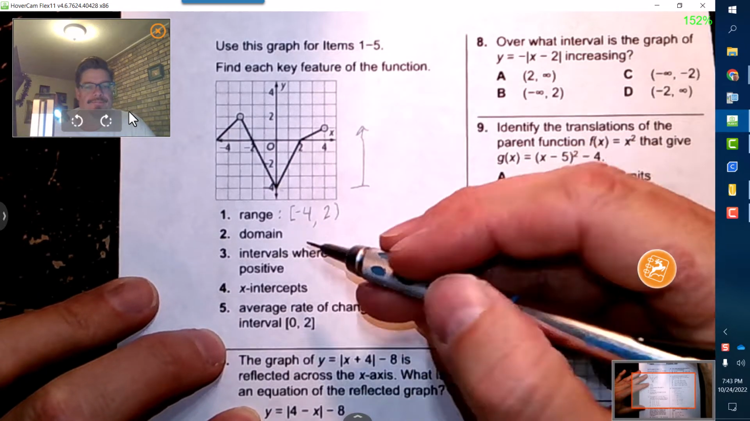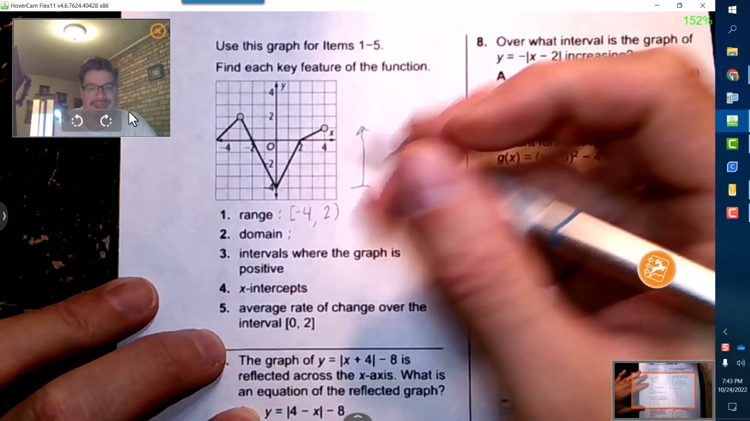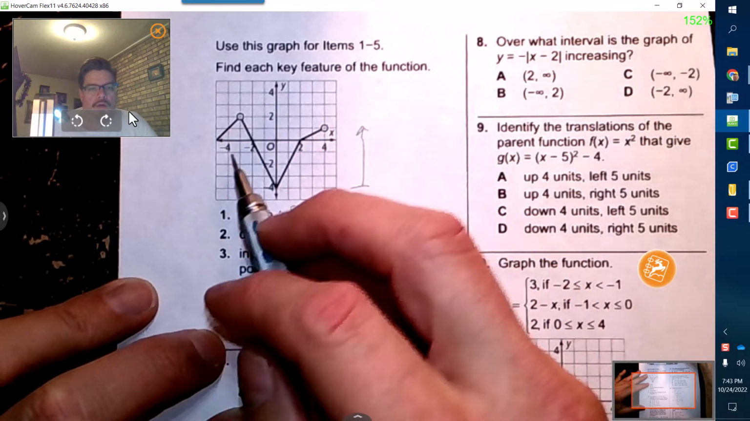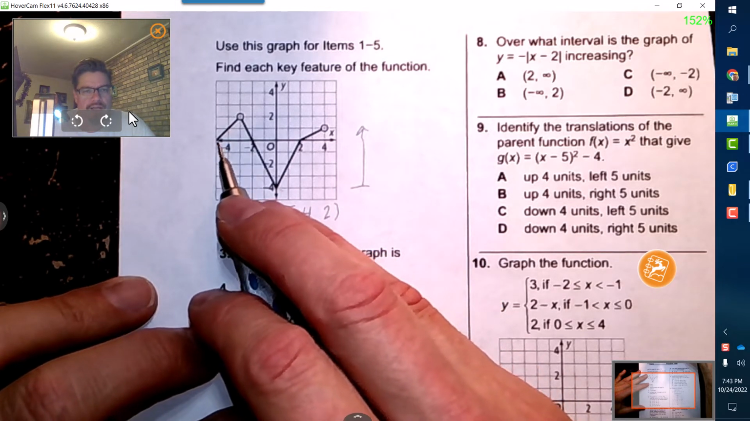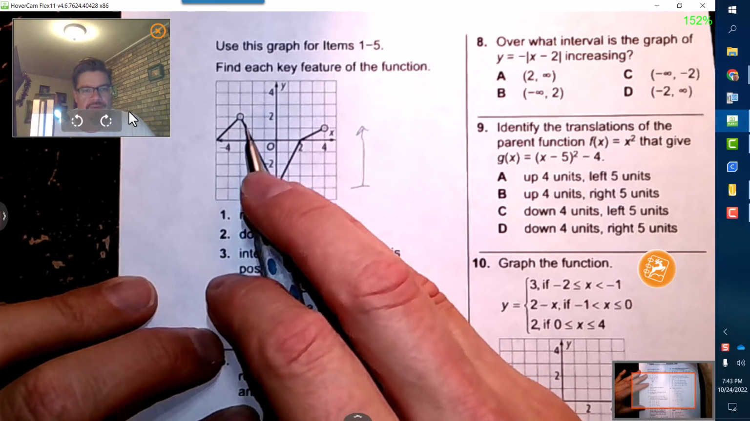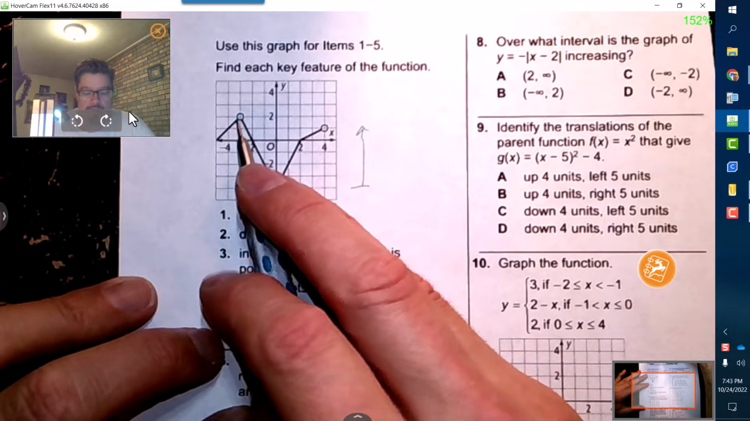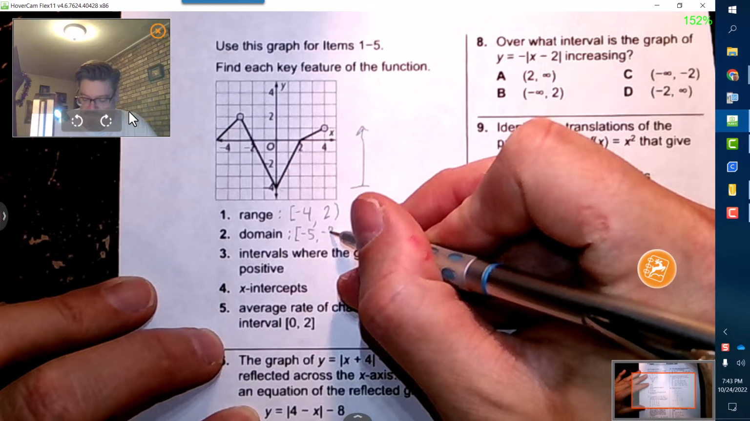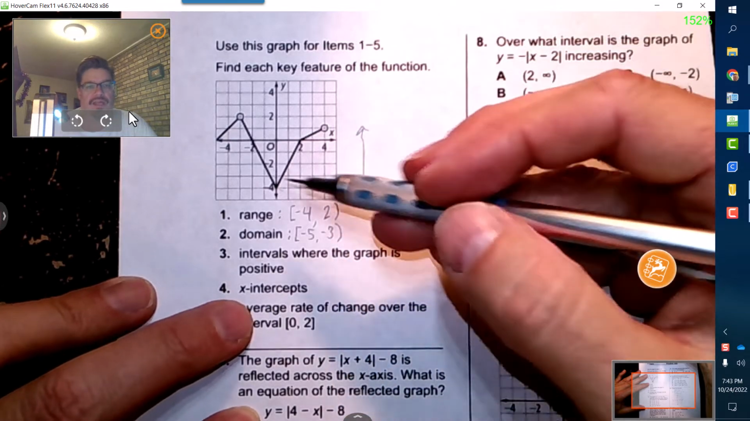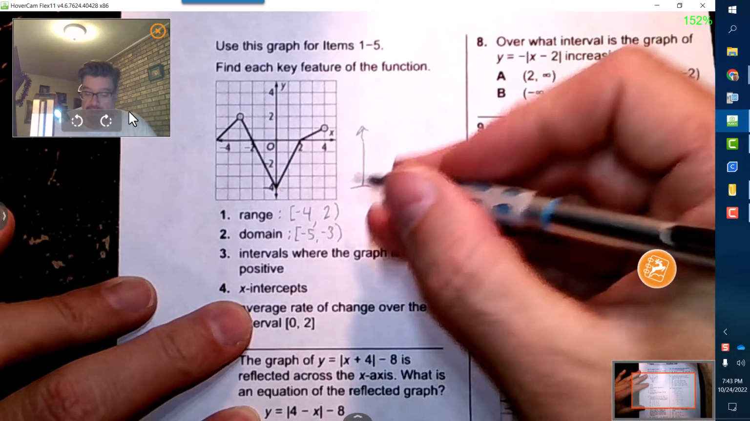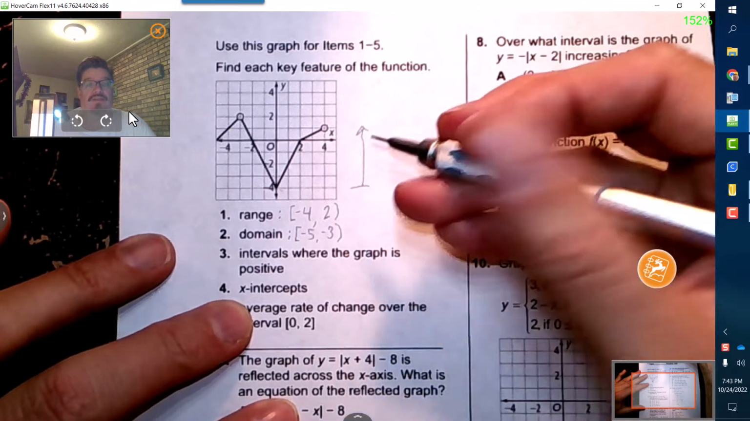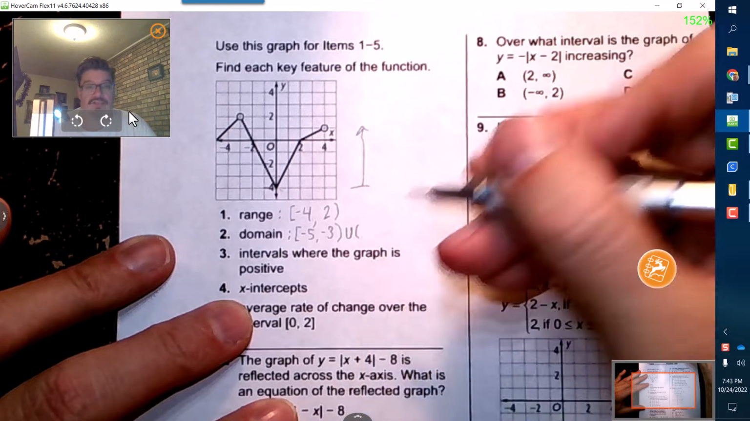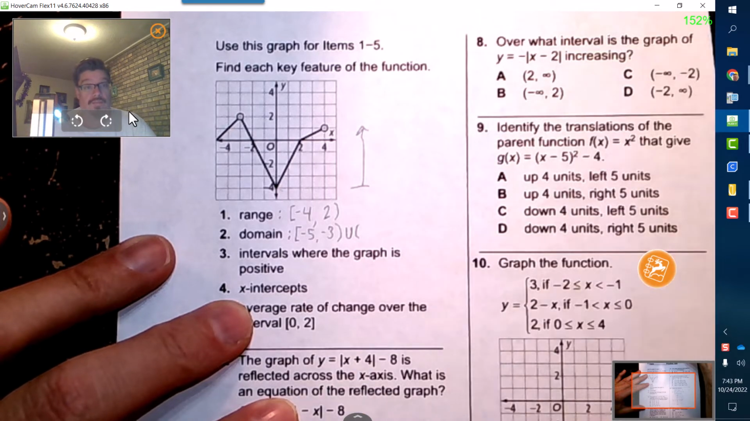All right, so as we go to the domain, we're going to go from the left to the right. Now the problem here is that we start at -5, we move over to -3, and then it stops. There's a hole there. So -5 goes to -3, but we cannot include -3 because it is a hole. And so that's why we have the open parentheses. But then immediately on the other side of -3, it jump starts again. And so we'll put a U to show that it's broken up into pieces.